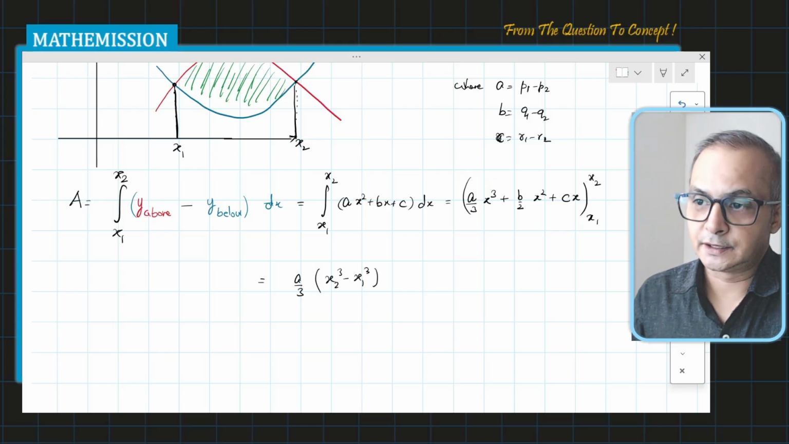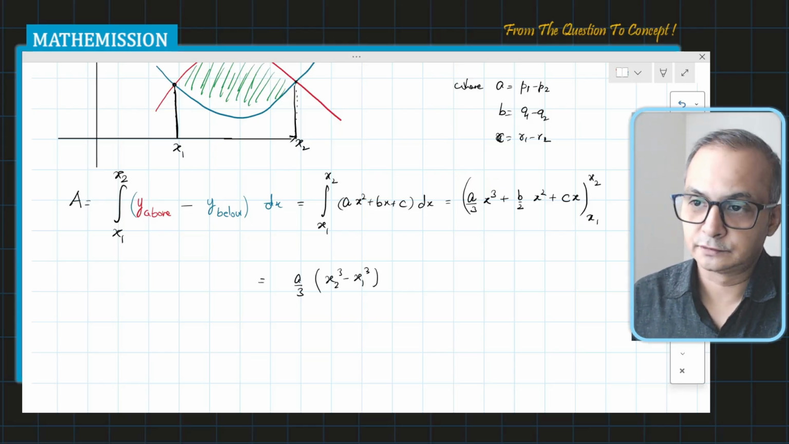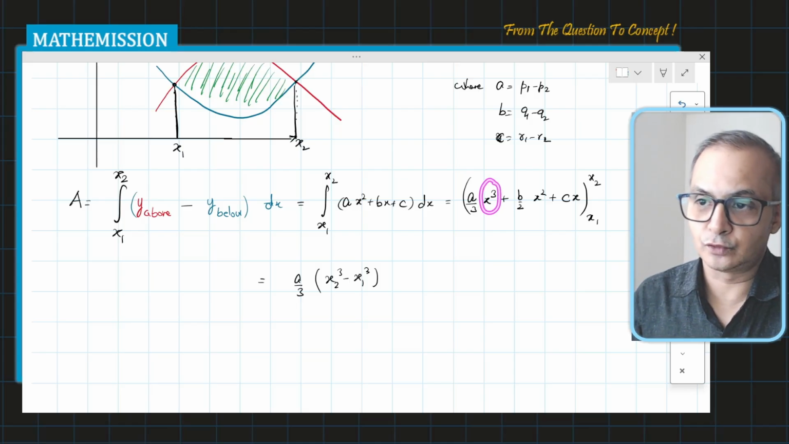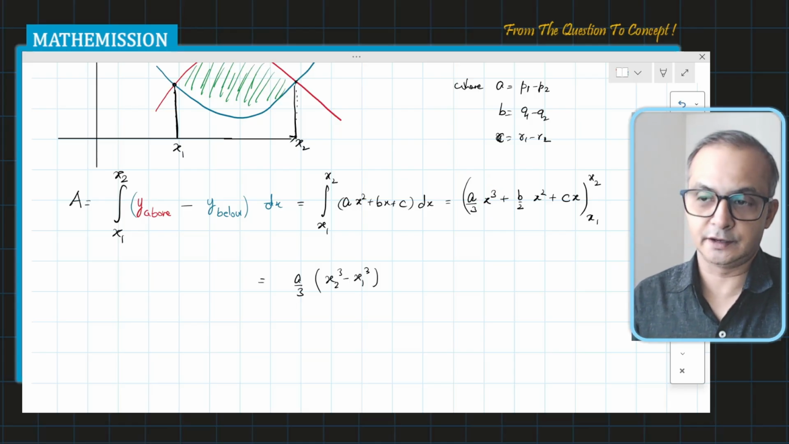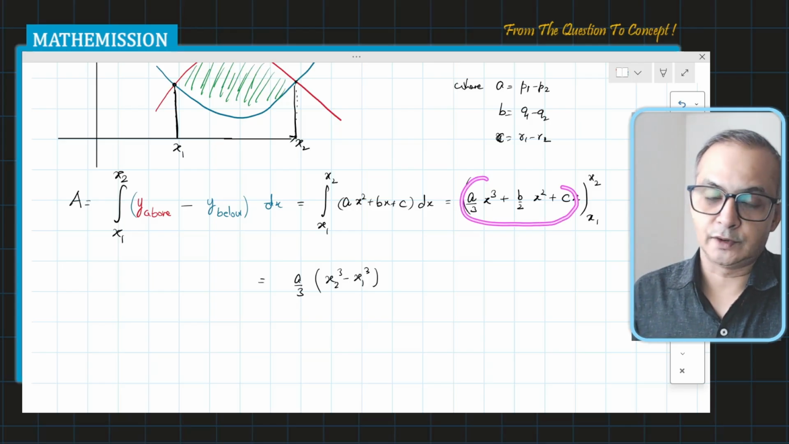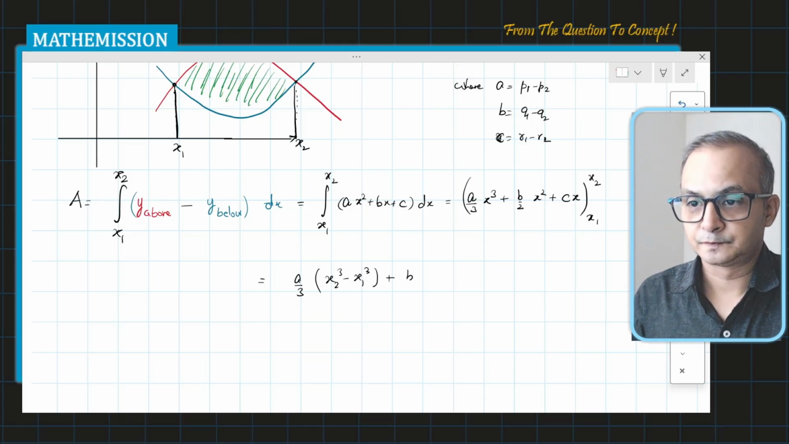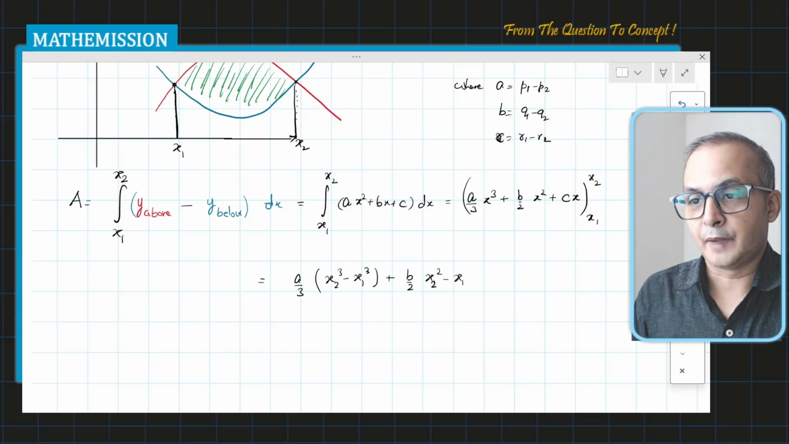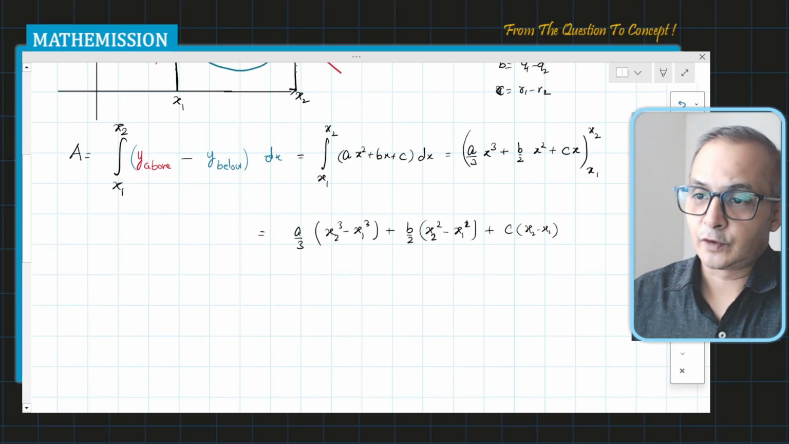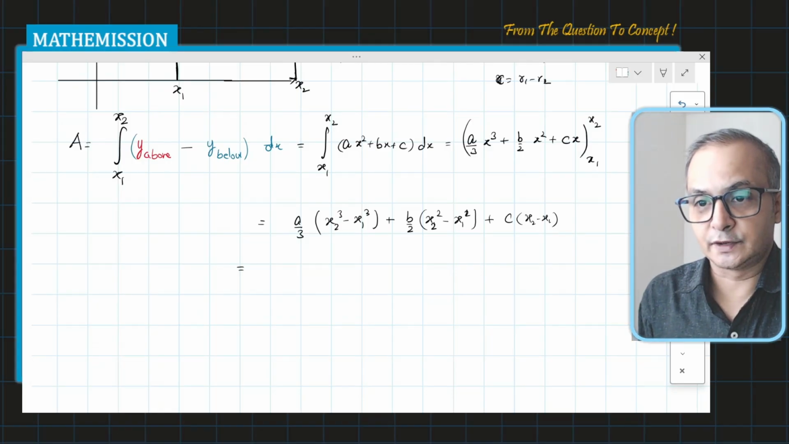I'm finding the upper and the lower bound values simultaneously. I'm not putting the x2 first and then subtracting the altogether value at x1. I'm individually substituting the values of x2 and x1 and finding the difference of them. So that is the same thing. b by 2 times x2 squared minus x1 squared, and plus c times x2 minus x1. Now from there I can take x2 minus x1 as a common factor.